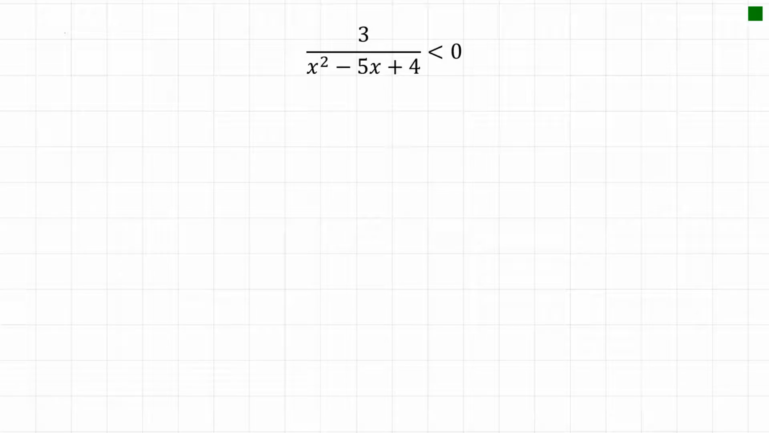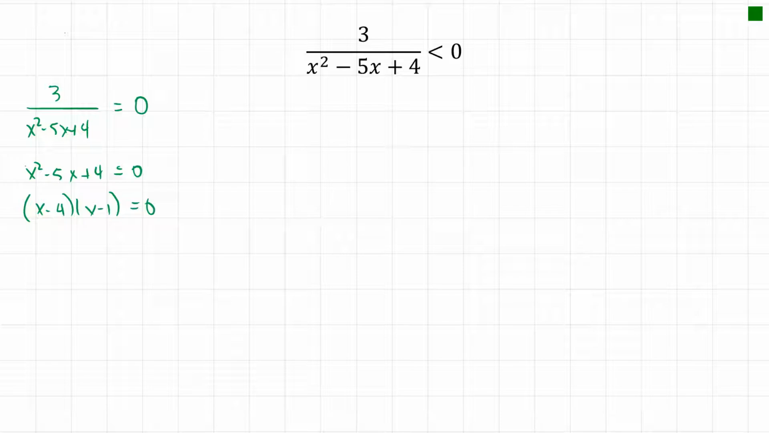So in order to find the critical points, we're going to set the expression on the left to 0, and find out where the denominator is 0. So that's another way of saying where is x squared minus 5x plus 4 equal to 0. This is factorable. It's a quadratic. That's factorable. And that allows me easily to find the answers to where it's equal to 0.